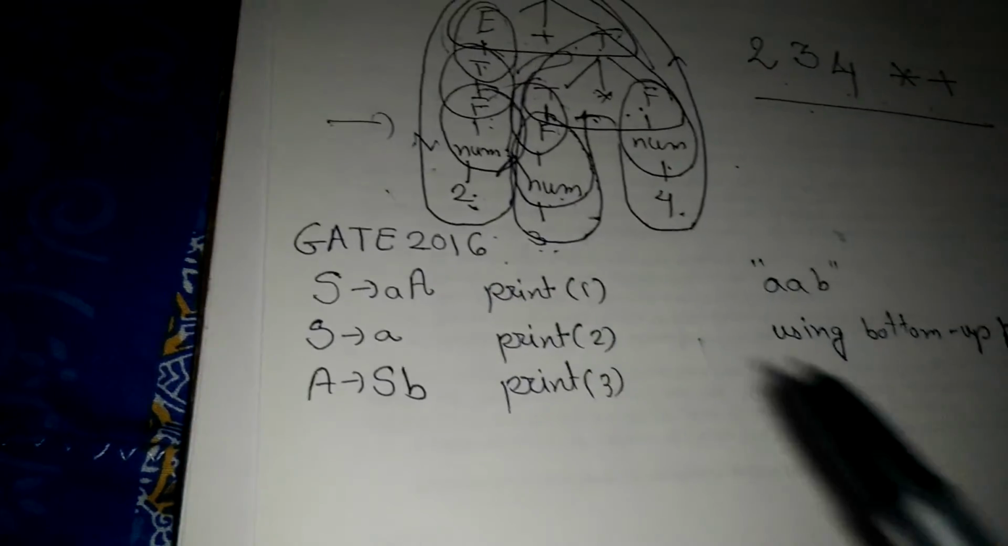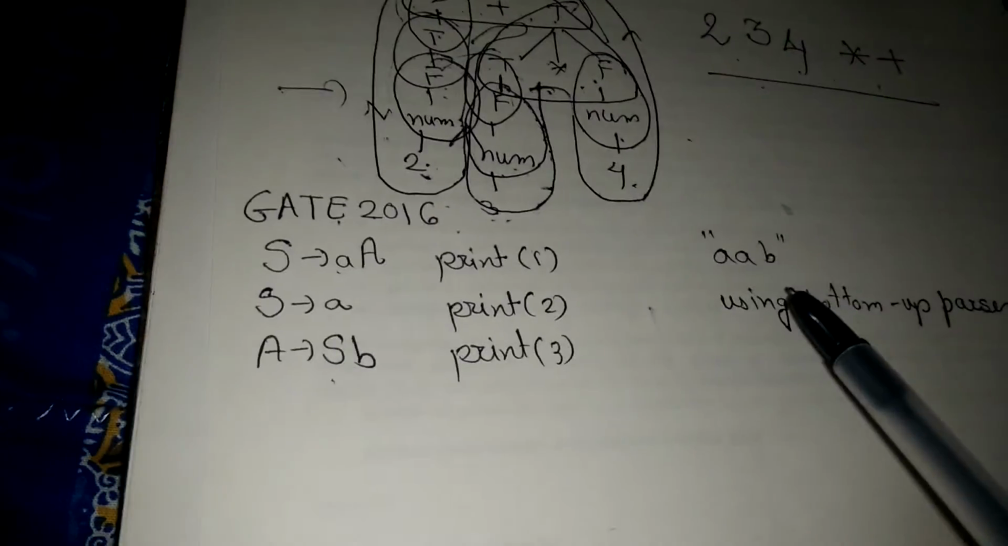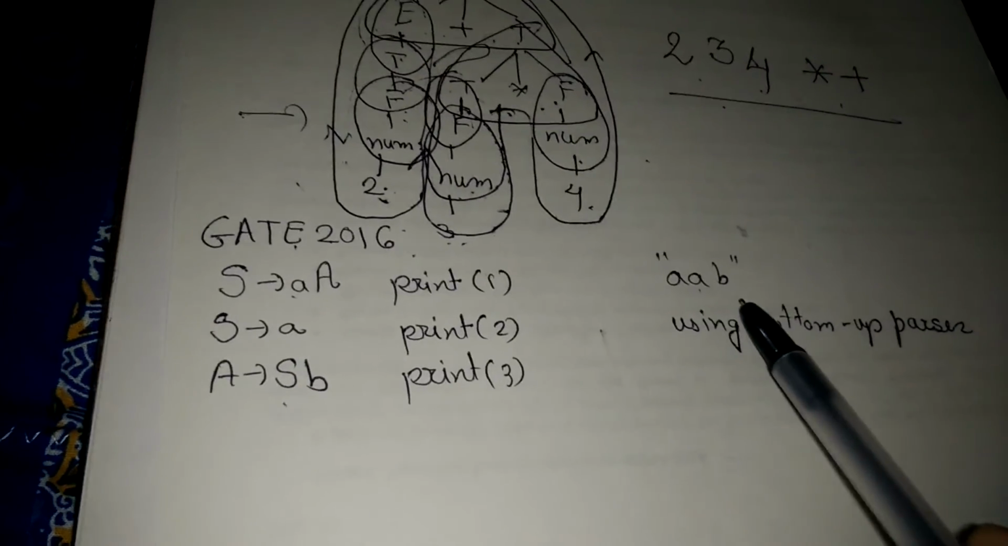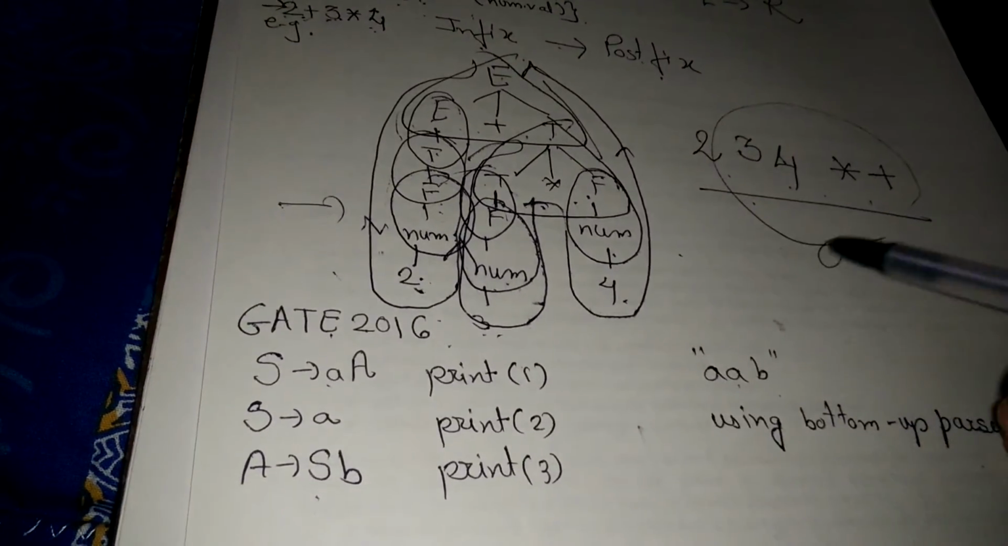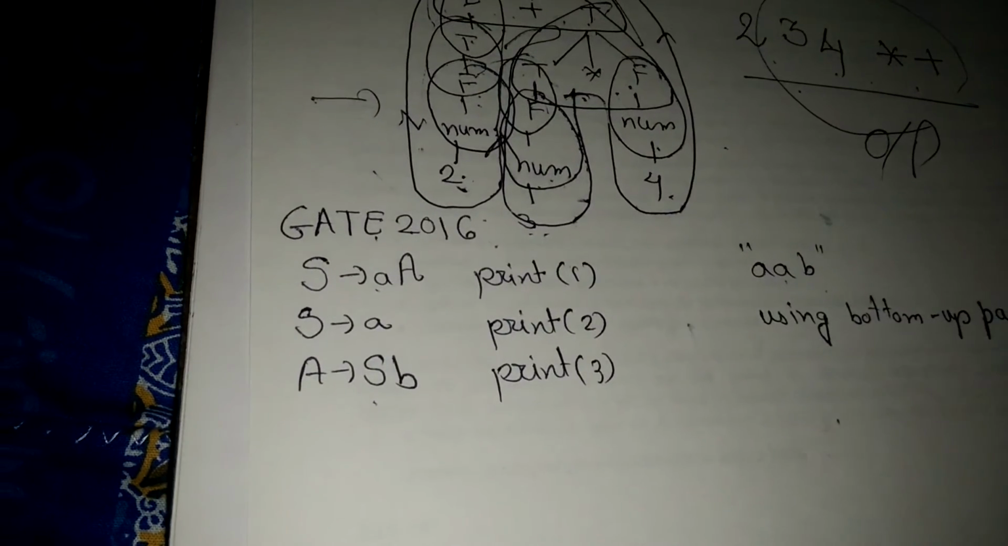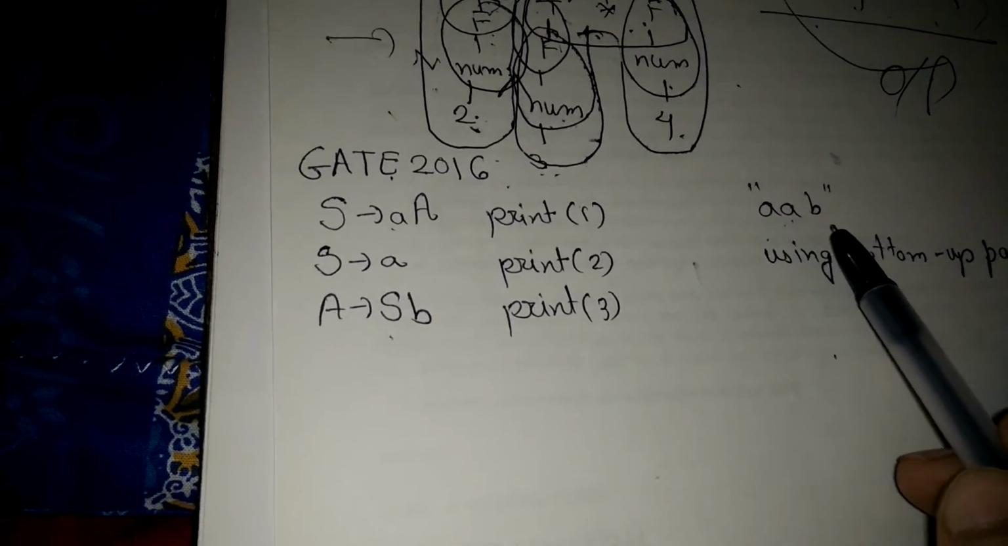Now let us take an example that has been asked in a GATE examination. The semantic rules have been given and we have to derive a tree for the input aab using a bottom up parser, and then we have to find the output for the given tree. So our first task is to draw the tree for input aab.